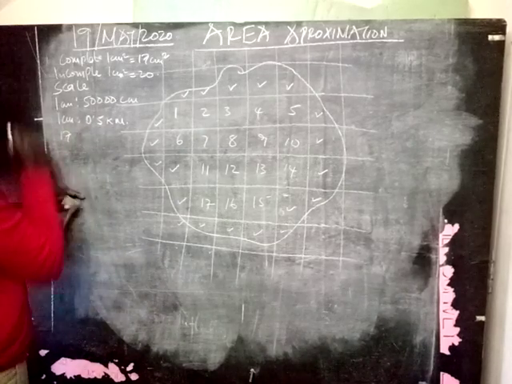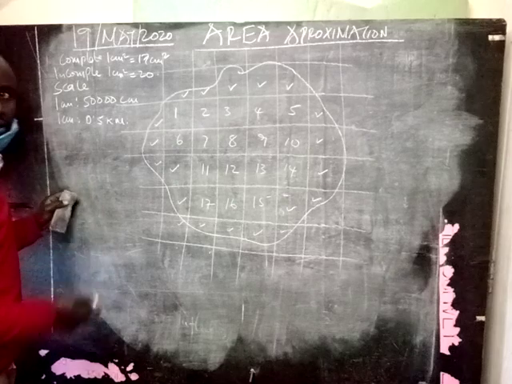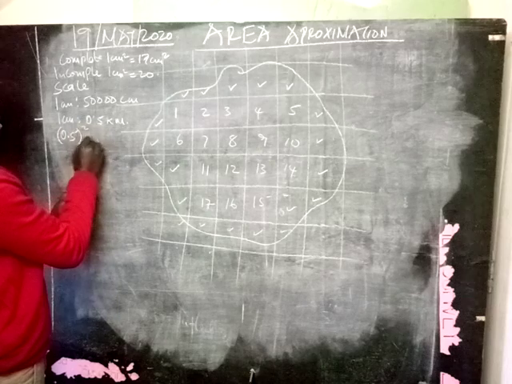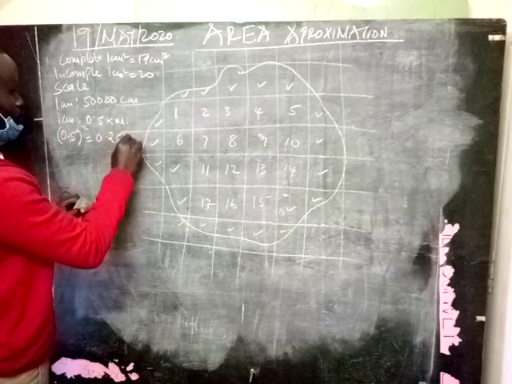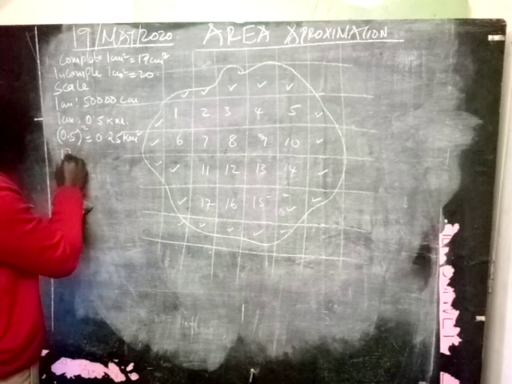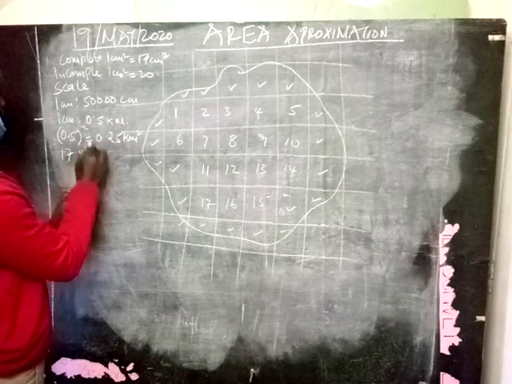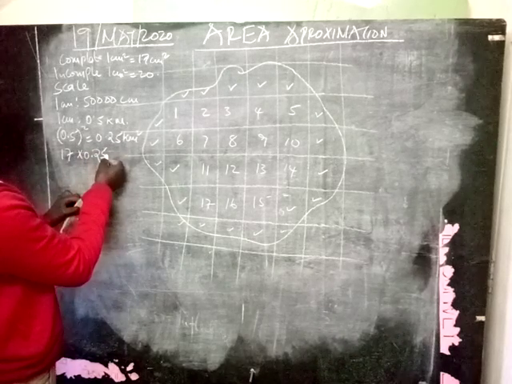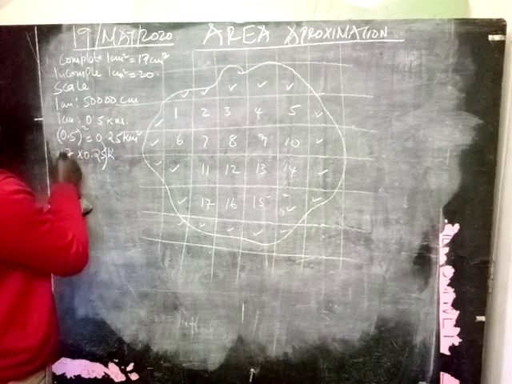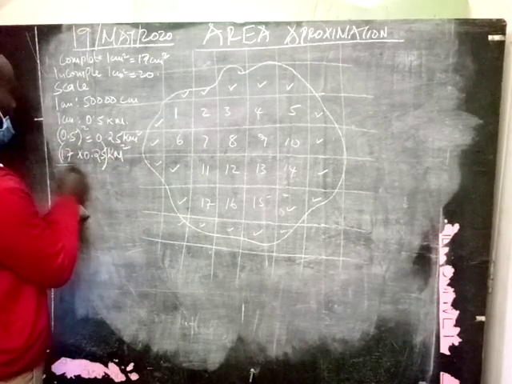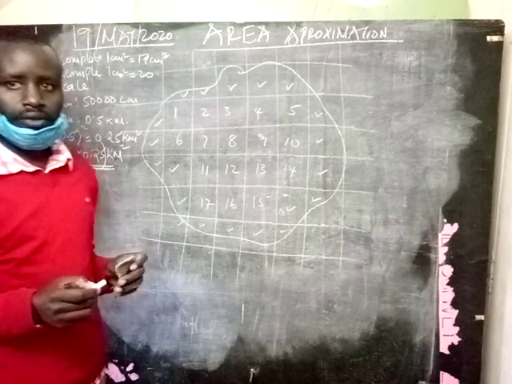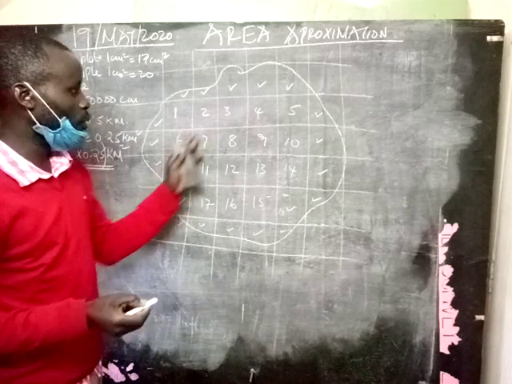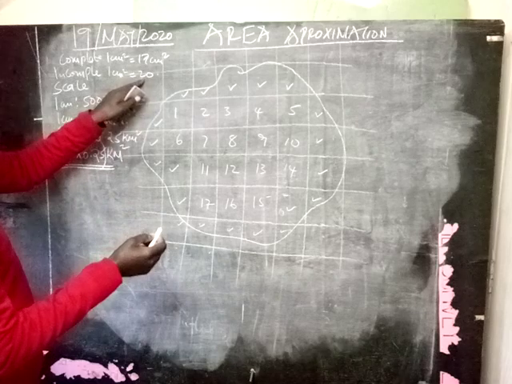So we are going to square this so that we know the measurement in kilometers. So it's going to be 0.5 squared to get 0.25 kilometers squared. So we're going to say 17 times 0.25, and we are going to get this one in kilometer square. Now this one is going to be our area of the complete ones.